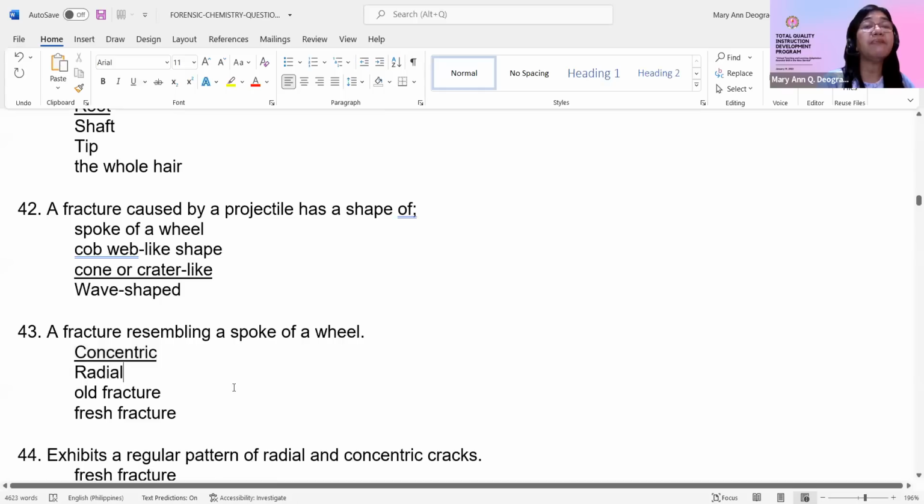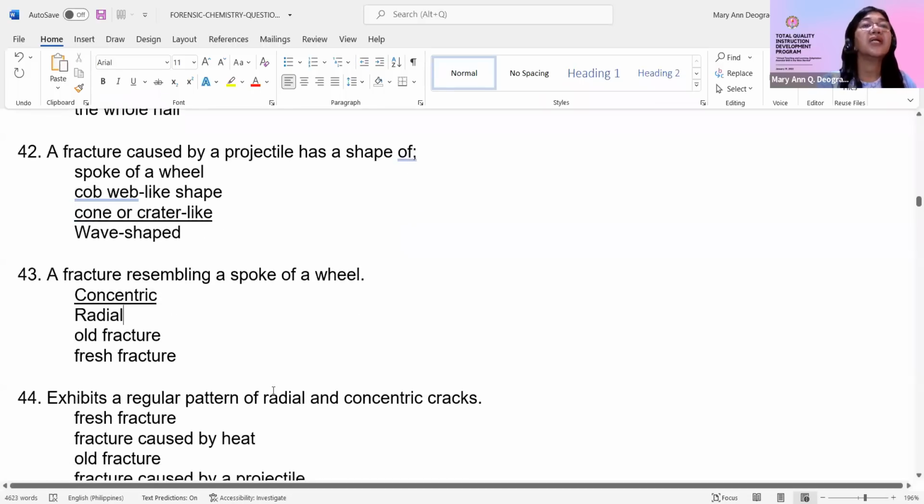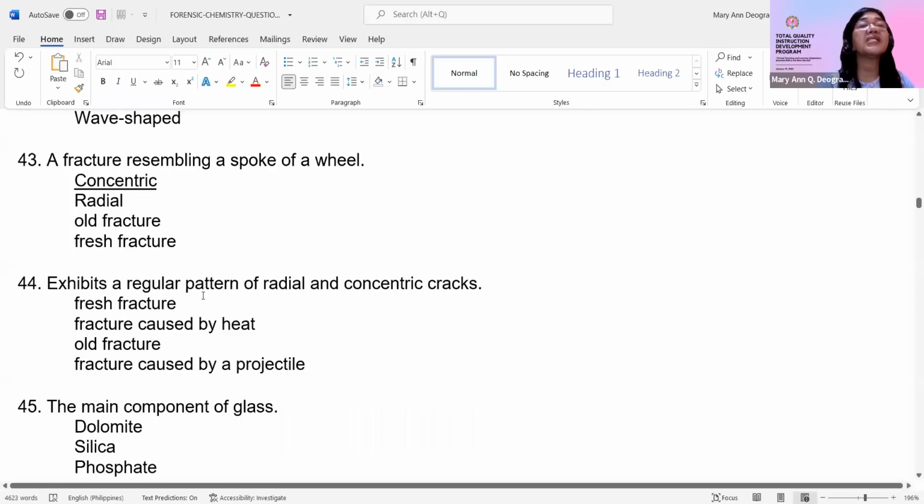Pag may point of impact kasi yan, tapos medyo mabagal yung speed nung pressure, when the pressure which is applied to a glass pane is with a lower speed, so there will be some fractures which will be observed on the glass pane. Okay, so anong klaseng fractures yun? Ito yung concentric natin sa radial cracks. Okay. Next, exhibits a regular pattern of the radial and concentric cracks.